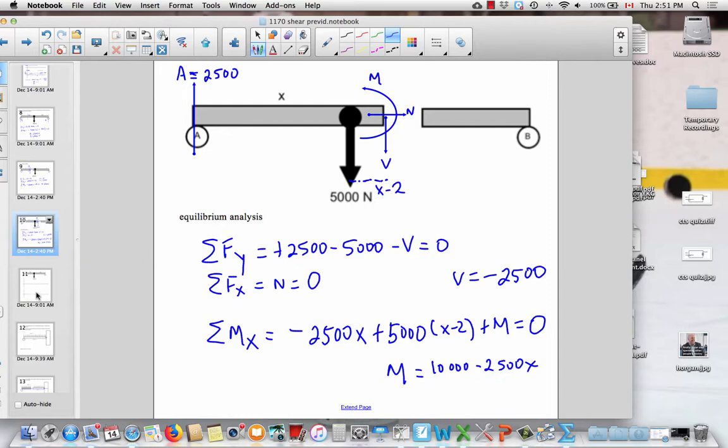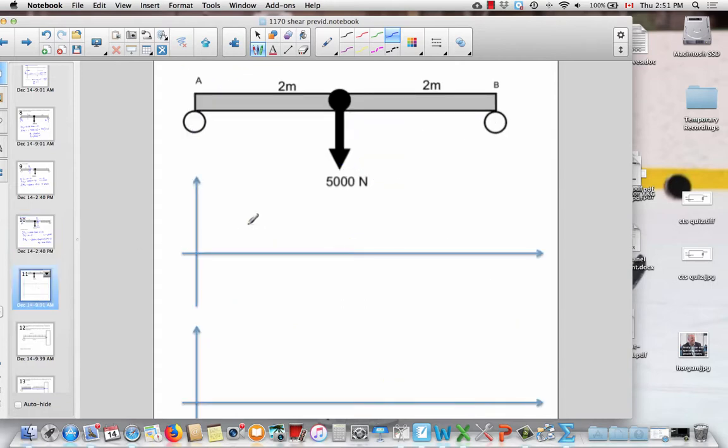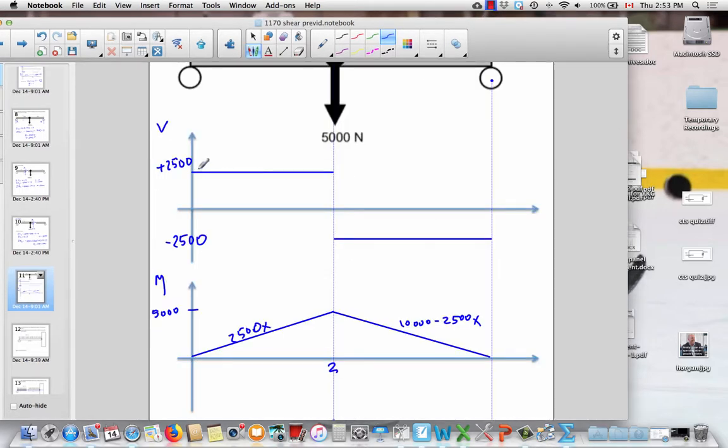So now the final step in our analysis is just to sketch graphs in the space provided of both the shear force and bending moment as a function of length along the structure. So pause the video and try doing that. So if you sketch those graphs, so we had a constant downward shear force and then a constant upward shear force. Notice that that discontinuity is again exactly equal to the point load.